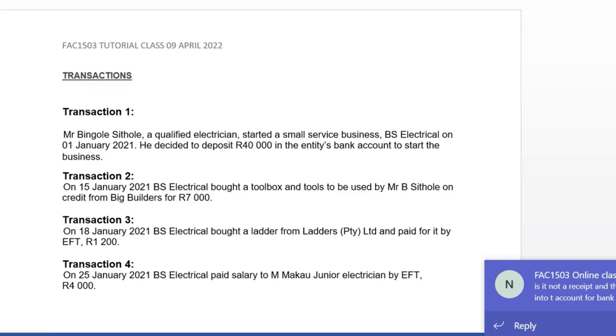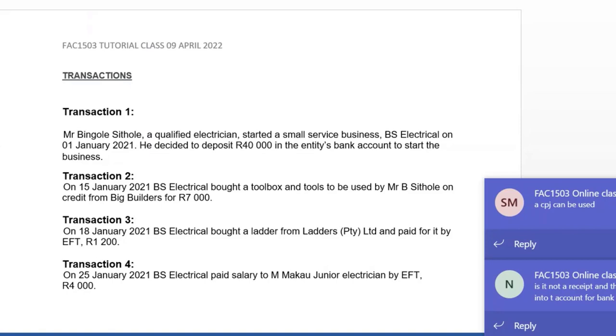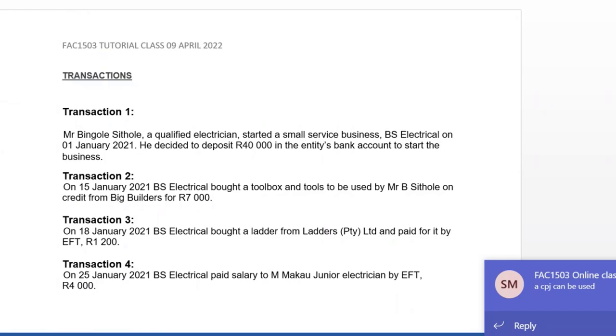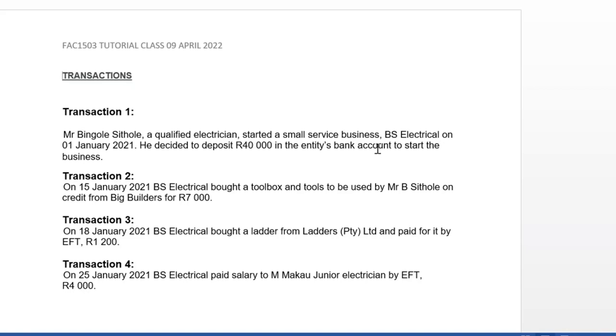I've asked Silindile, what is the source document? What source document will you be using to record this transaction? He decided to deposit 40,000 in the entity's bank account to start the business. The question I had was, what source document will you, as a bookkeeper of BS Electrical, be using to record the transaction?